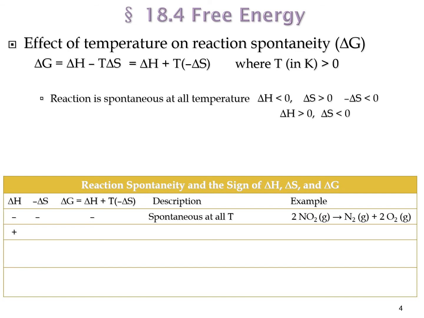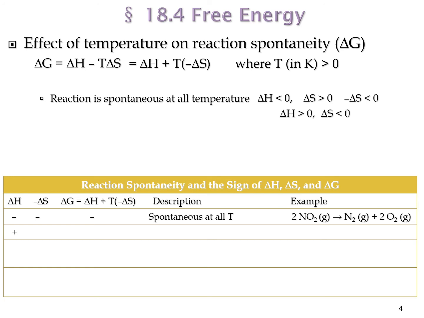Our second scenario, our second combination here, is delta H is greater than 0, delta S is less than 0. From our discussion about delta H and the delta S of the surroundings, we realize if the reaction absorbs energy from the surroundings, delta S of surroundings decreases. Delta S of surroundings decreases, delta S of the system decreases, delta S of the universe decreases, less than 0, meaning this process is not spontaneous.